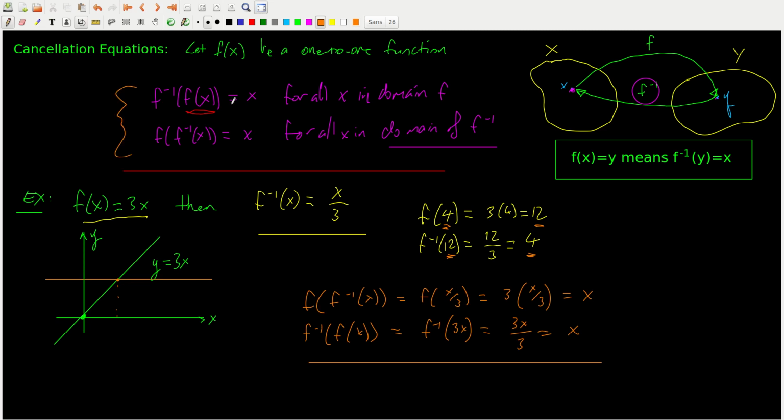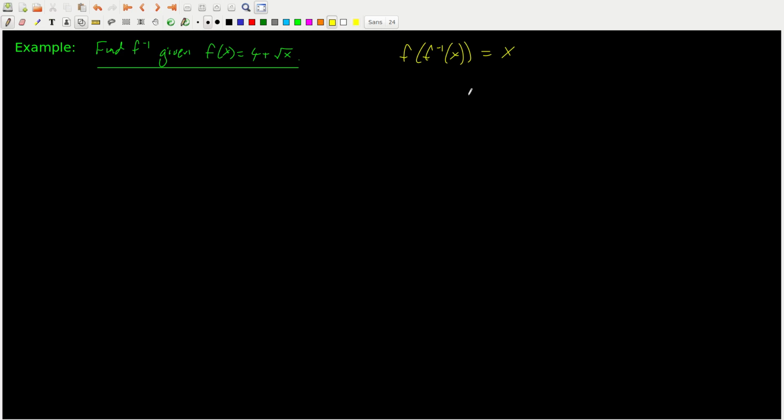And in fact, we can use the cancellation equations to work out how to find inverses more generally. Let's do an example where we use that cancellation equation to actually find the inverse function. So we have here a function, f of x is 4 plus the square root of x. I want to use the cancellation equation that we talked about earlier to find the inverse function. And notice that f of f inverse is going to equal x. So from that cancellation equation, what is f inverse? Well, I can just plug that into the function, right?